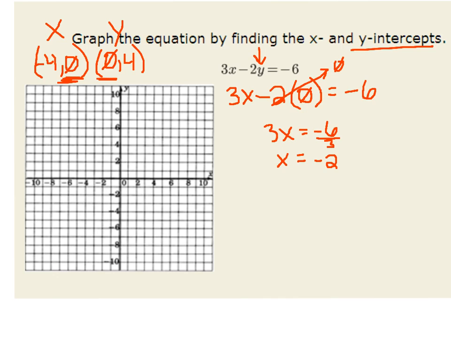So when our y is 0, we'll write this in there. This will be our answer box down here. Our x-intercept, when our y is 0, our x is -2. So that's where our line will cross the x-axis. Our y is 0, our x is -2, and there's our x-intercept.